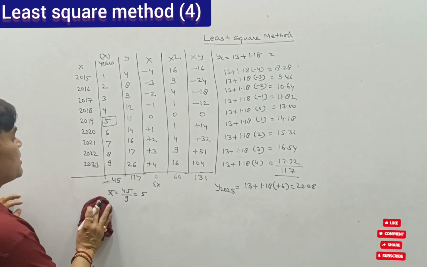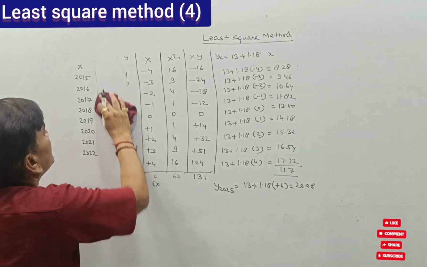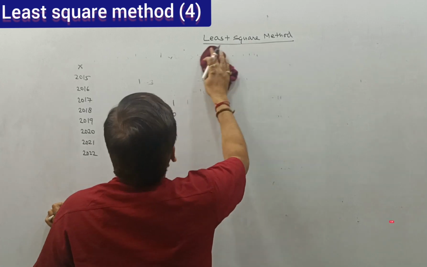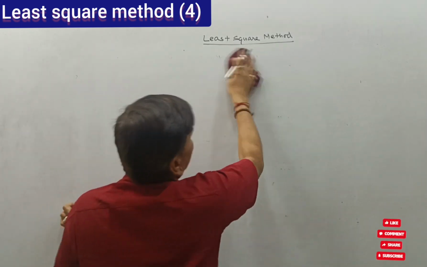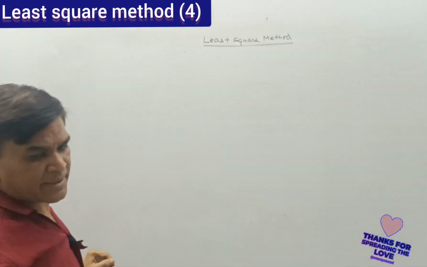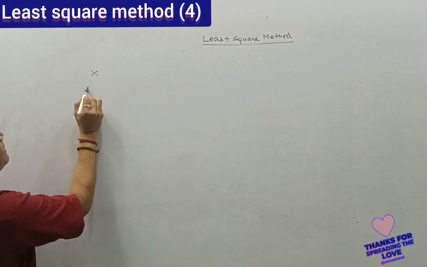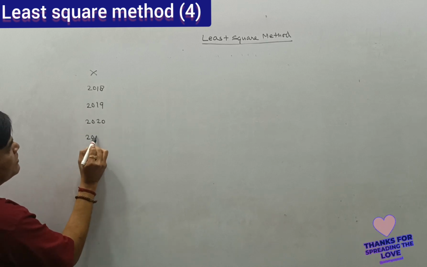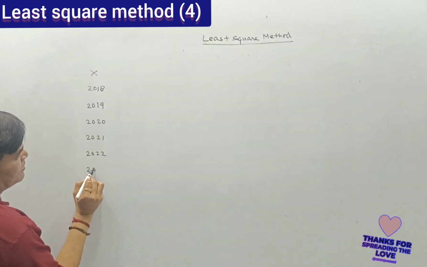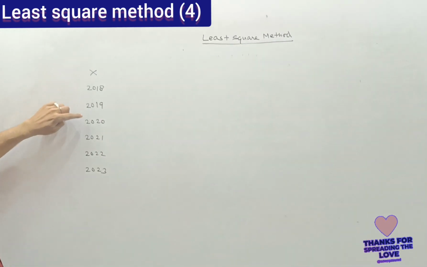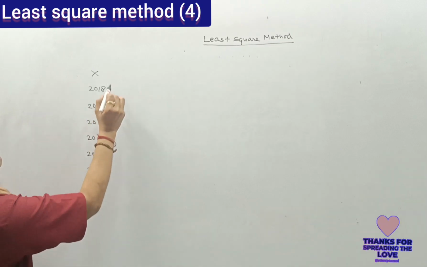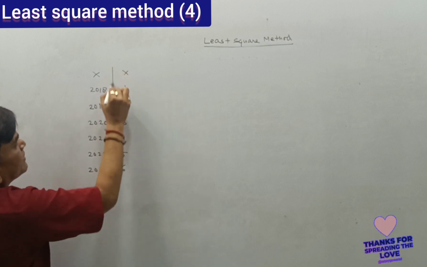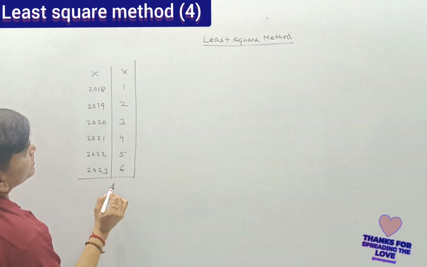But if the number of years is even, suppose 8 years are given, or suppose only 6 years are given, we have a question related to 6 years. Suppose the years given are 2018, 2019, 2020, 2021, 2022, 2023. So the number of years are 1, 2, 3, 4, 5 and 6.